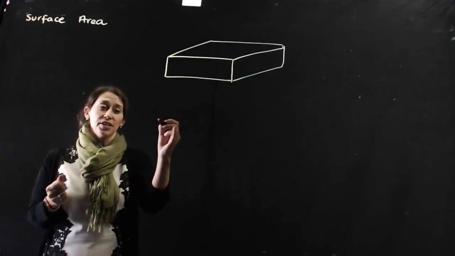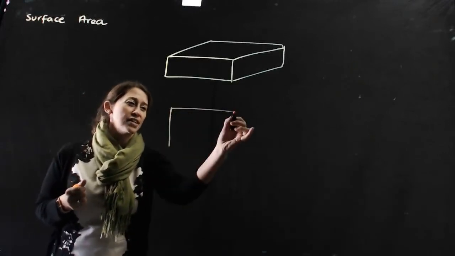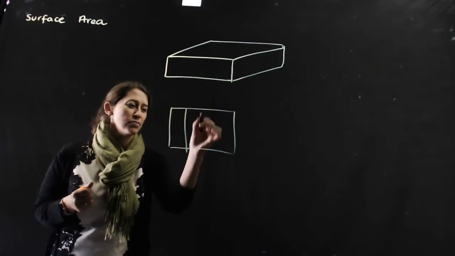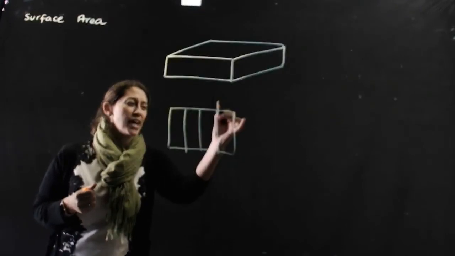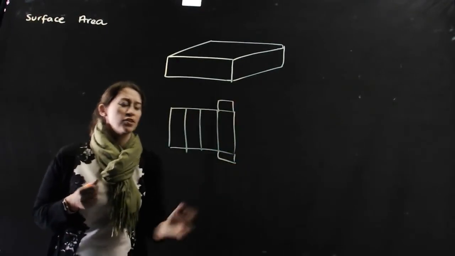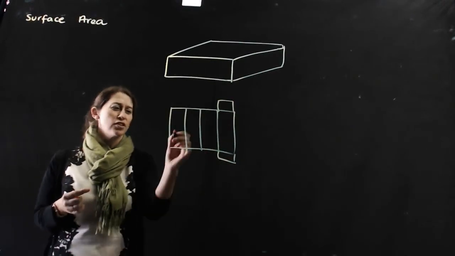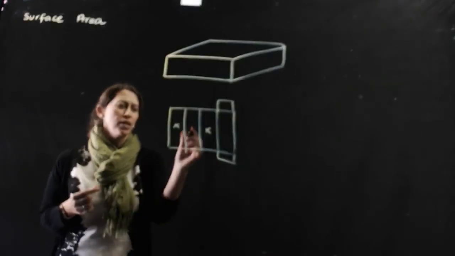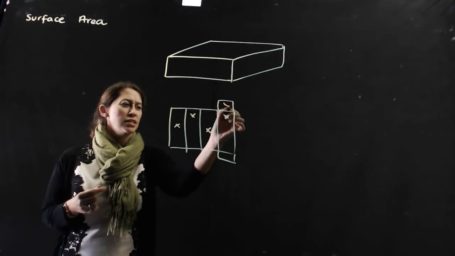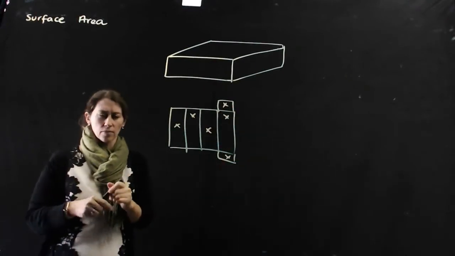Some of you may find it easier if you do draw a basic net of a rectangular prism. Now, obviously this isn't to scale or anything like that, but it just gives you an idea of which two are the same size as each other. So obviously this one and this one would be the same, this one and this one, and then this one and this one would be the same.